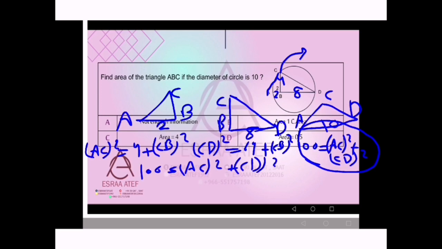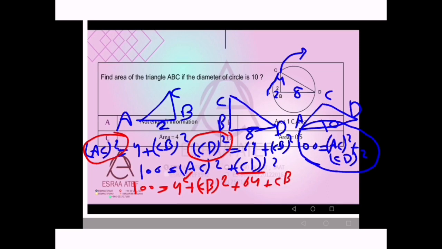We have the value of both of them. We have the value of CD squared and the value of AC squared. AC squared we will replace by 4 plus CB squared, and the other one, CD, which is 64 plus CB squared. Then solve the equations with each other. So CB squared equals 100 minus 68, which equals 16.